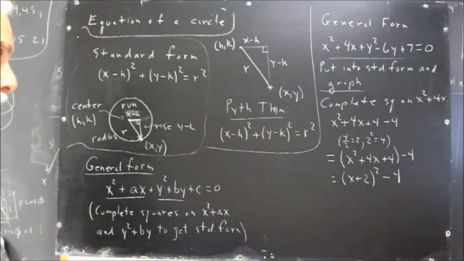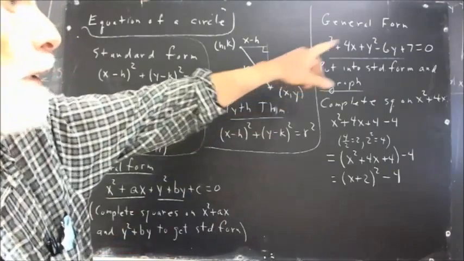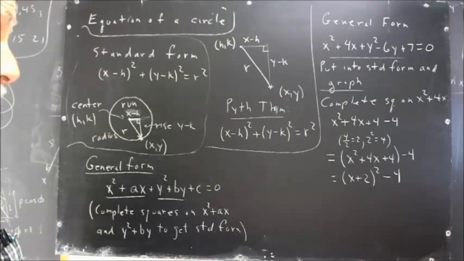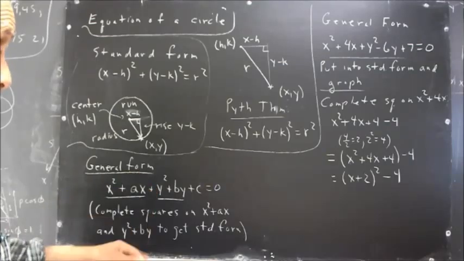Now we have to complete the square on the y squared minus 6y. I recommend that you go ahead and do that right now. I'm going to write some stuff on the board so it'll be there when you come back, which will just seem like an instant here.